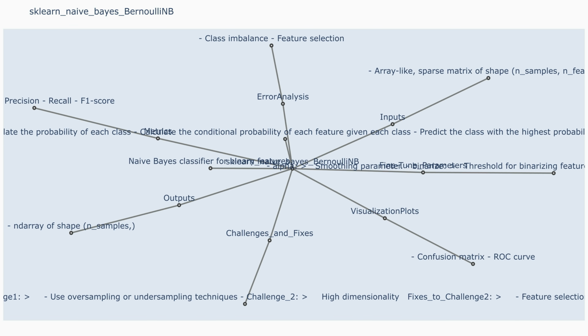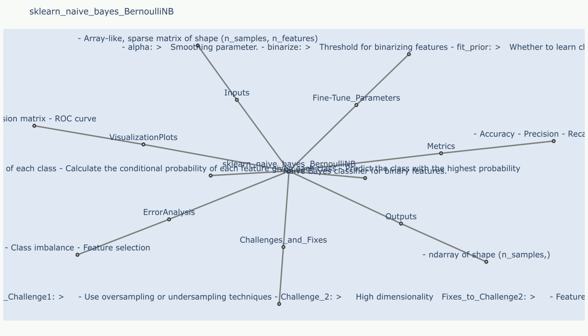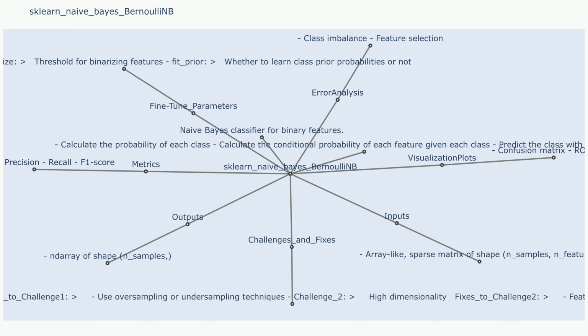Sklearn Naive Bayes: Bernoulli NB. Description: Bernoulli NB is a naive Bayes classifier specifically designed for binary features, 0 or 1. It assumes that each feature is independent of the others and calculates the probability of a given class based on the probability of each feature being present or absent in that class. It's particularly useful for text classification, where features represent the presence or absence of words in a document.